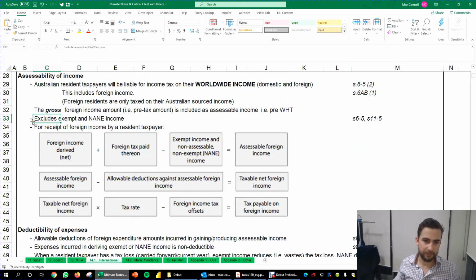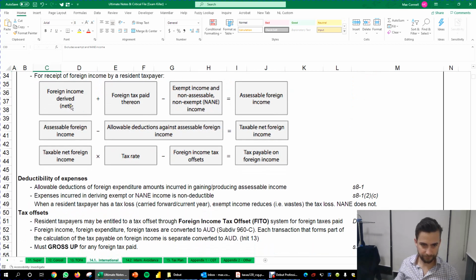And of course, exempt and non-assessable, not exempt income, non-A income, is not to be included. Even for foreign income, it's the same. So same rules around deductibility of expenses. It's just that standard section 6-5 for income and section 8-1 for deductions. As long as the deduction or the expense was used for the purpose of gaining or producing assessable income, it is deductible, unless of course it's non-A income, and then you wouldn't get the deduction.